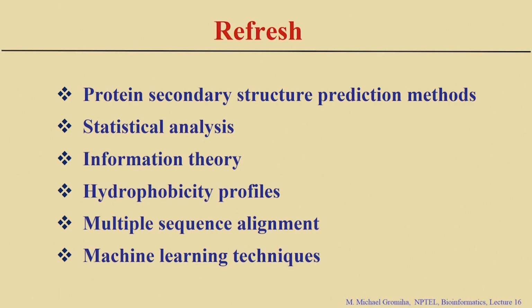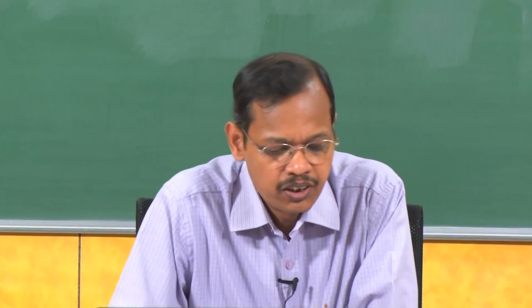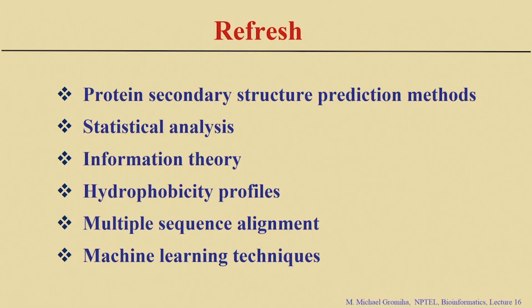We discussed statistical analysis, for example, the Chou-Fasman method. It is based on the propensity of amino acid residues at any conformation, either helix, strand, or coil. Then we discussed information theory. It is called the GOR method. They used information theory and mapped the information at the central position as well as the window length of 17 residues, 8 residues on the left side and 8 residues on the right side, and used this information to predict the secondary structures. Then we discussed hydrophobicity profiles, the plot connecting the sequence and the values.